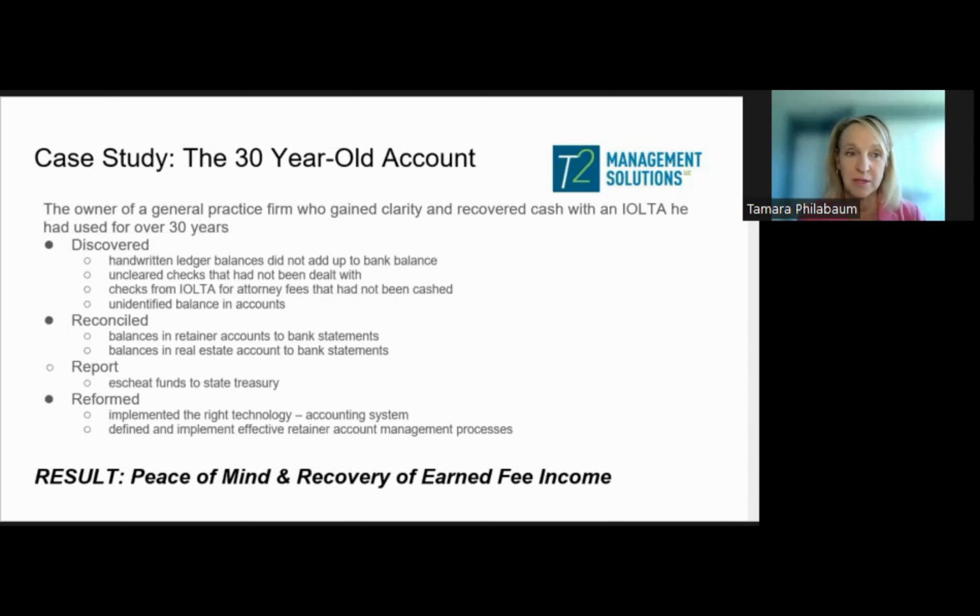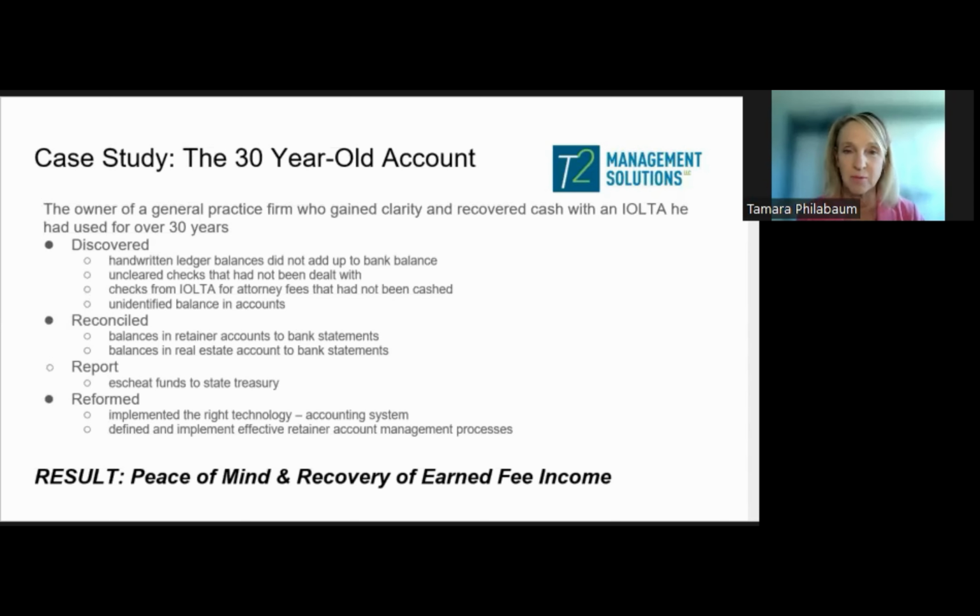So this was an attorney who had been in practice for many years, and the bank accounts he had for his IOLTA funds, I think there were a couple of them, had not been reconciled over the years. And that's somewhat to be expected when you started your practice that long ago. There wasn't the technology there is today for tracking and reconciling accounts. We found that there were handwritten ledger balances, but when we added them up, they didn't match the bank balance.